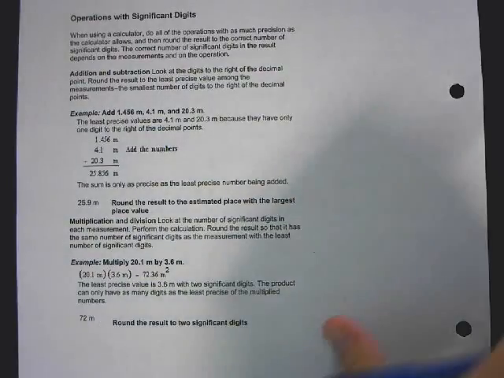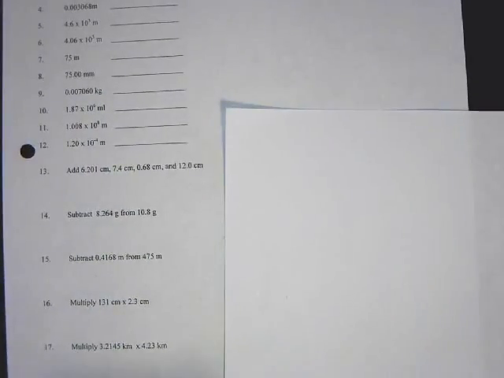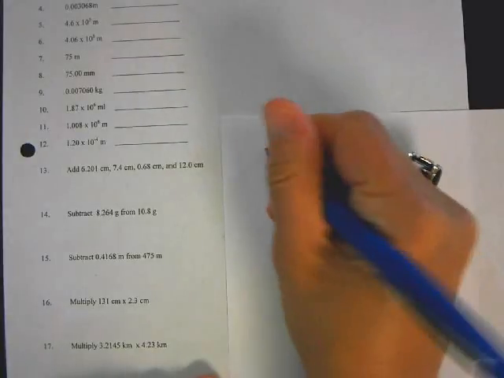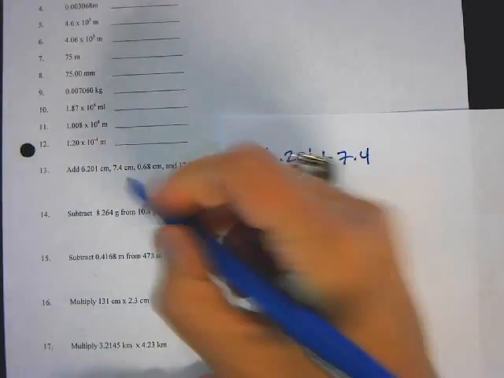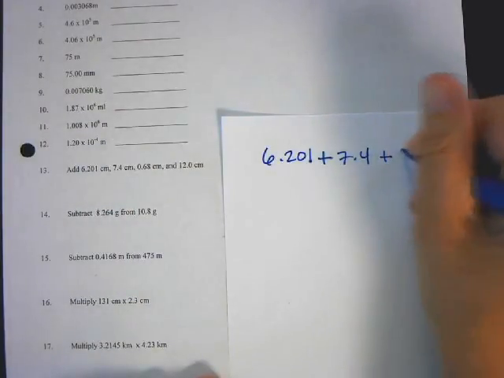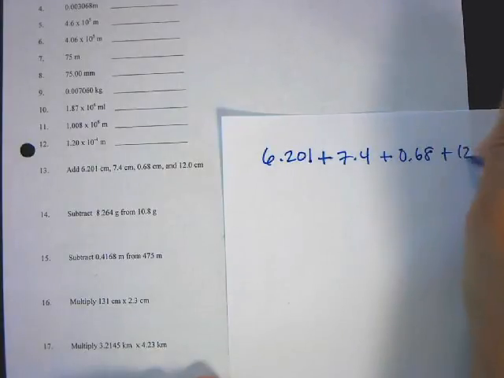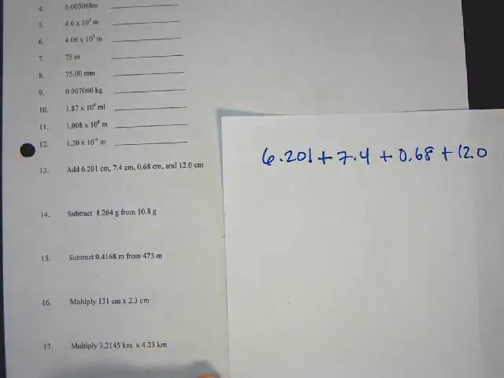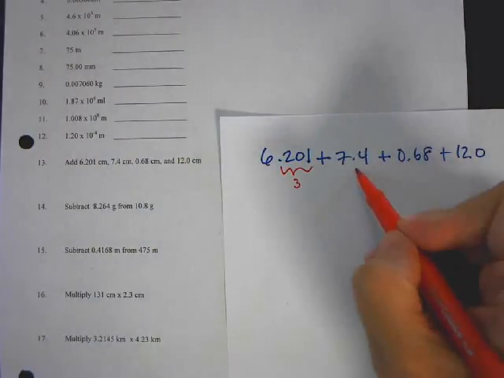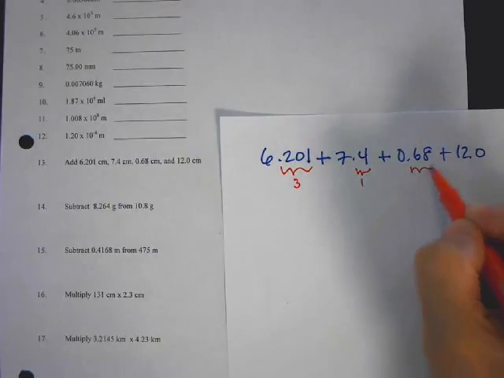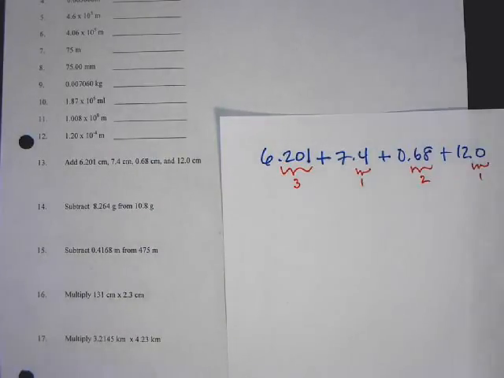So let's look at our homework. I'm going to do two of them, one of each as an example. So let's look at number 13. For number 13, my numbers are 6.201 plus 7.4. Now remember, these are centimeters, plus 0.68 plus 12.0. I'm not going to count the number of significant figures. This one goes 3 past the decimal point. This one goes 1 past the decimal point. This one goes 2 past the decimal point, and this goes 1 past the decimal point.